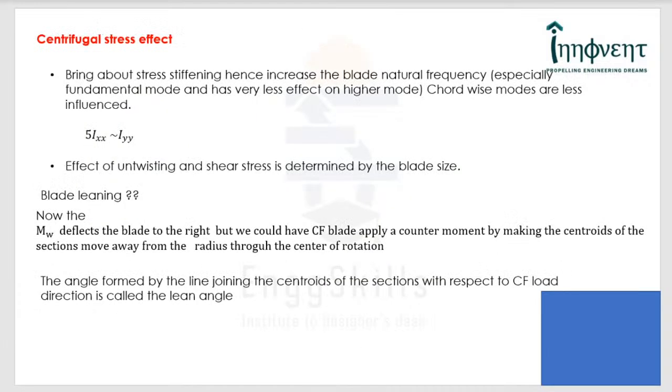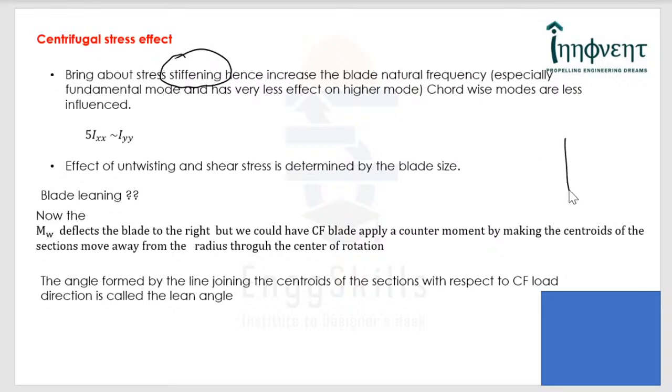Now, let's come to the centrifugal stress effect. This is very, very important. Now, apart from causing stress, the centrifugal loading also has other incidental effects. One of them is stress stiffening.